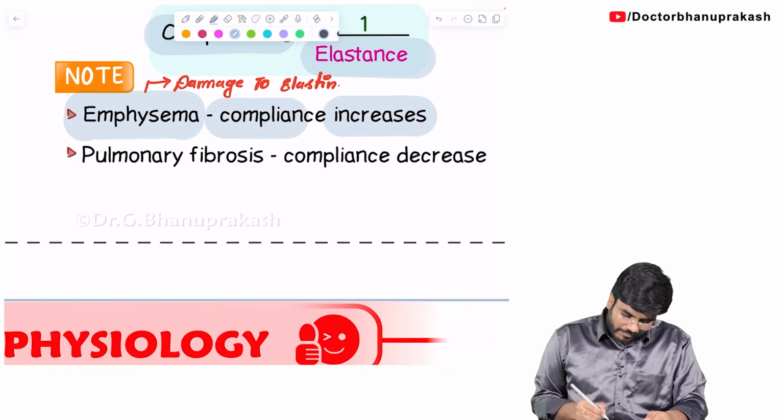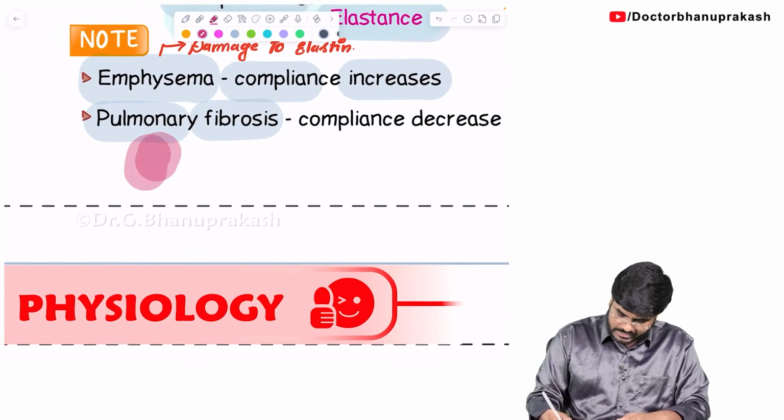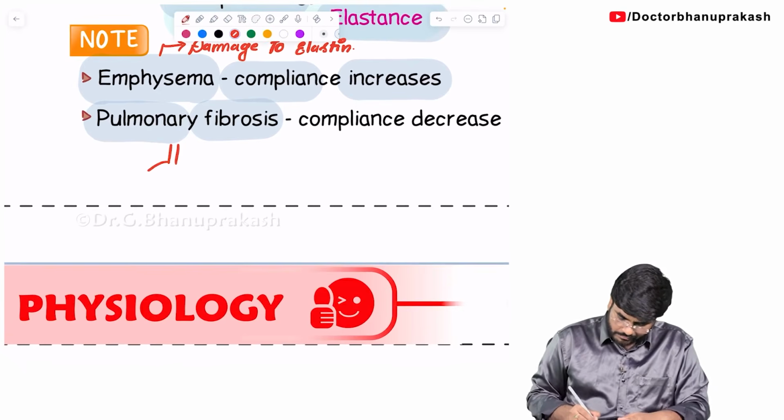In the same way, what happens in pulmonary fibrosis? Let's say here is your alveolus. Wait, here is your alveolus, let's say. The name itself is there, pulmonary.